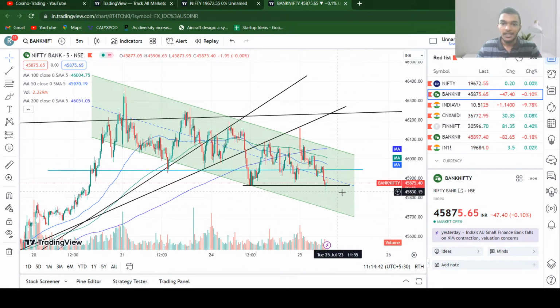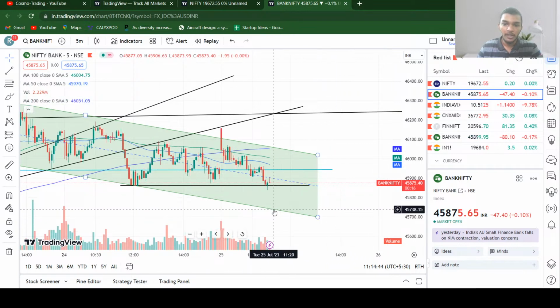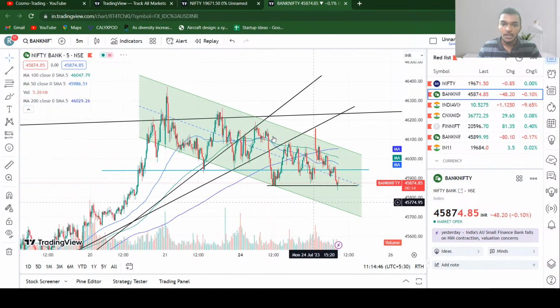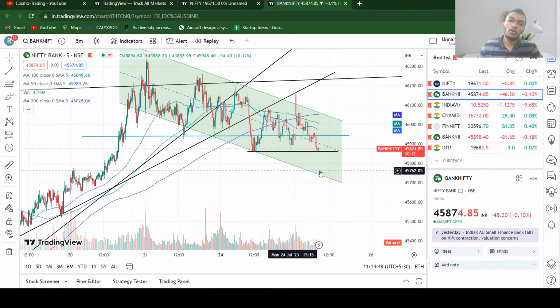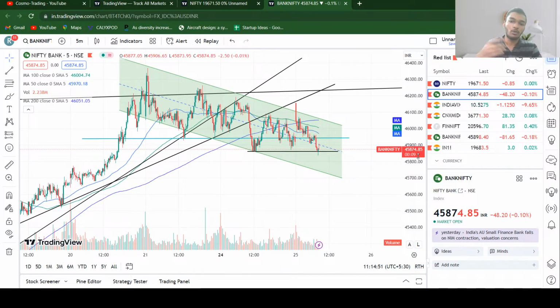Once it breaks this trend line, we'll go for a short and try to capture 100 points. Once it breaks the parallel channel, we'll go for a short for a longer time frame. Whether it could be a BTST trade, we won't care.